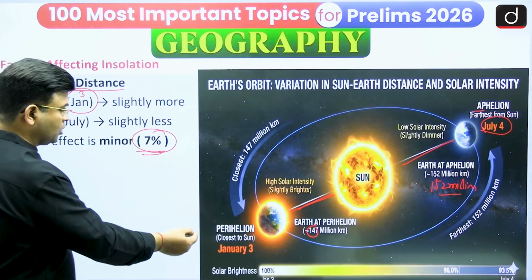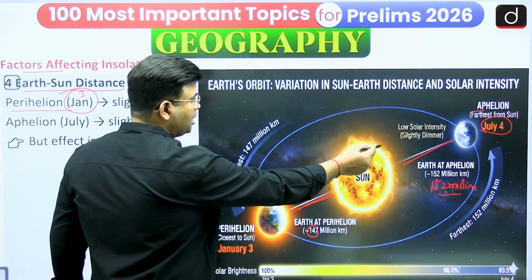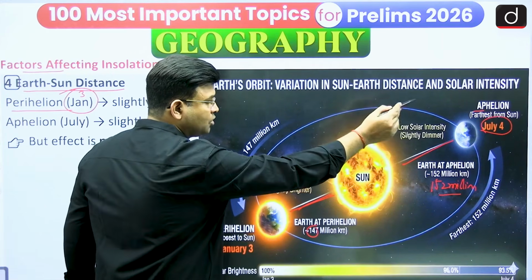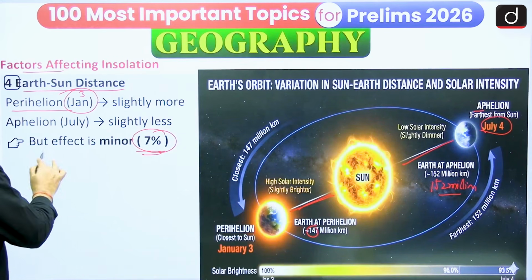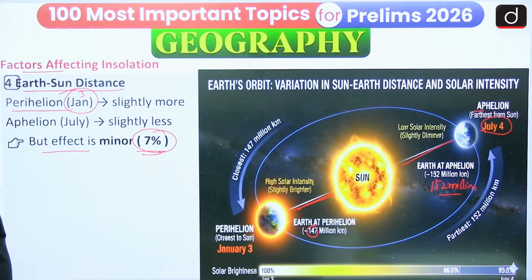During perihelion, when the Earth is nearest to the Sun, the distance is around 14.7 crore kilometers, and in aphelion, away on 4th July, it is around 15.2 crore kilometers. So there is this kind of minor effect of 7%.